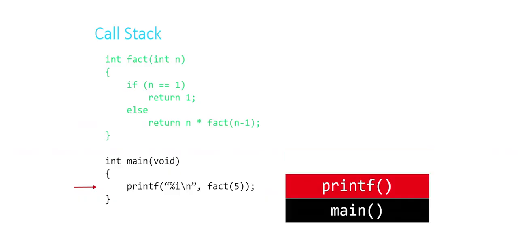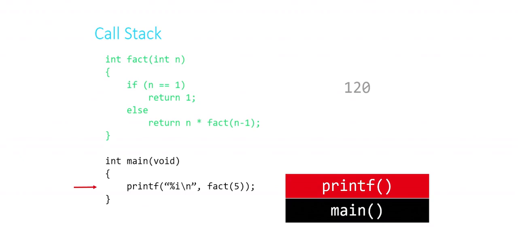When that frame is destroyed, now we resume at printf. Printf has that dark red line on the bottom there. It was waiting on factorial of 5, which just returned a 120. So what printf does is it prints out 120. And then its job is done. It doesn't have anything else to do. It's not waiting on another function call. And so it finishes executing.